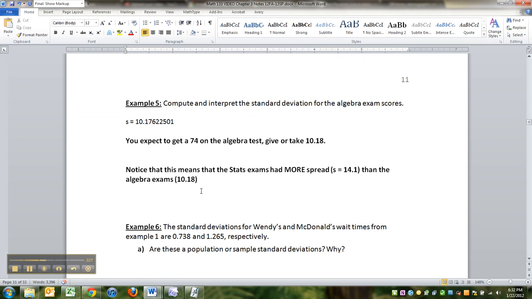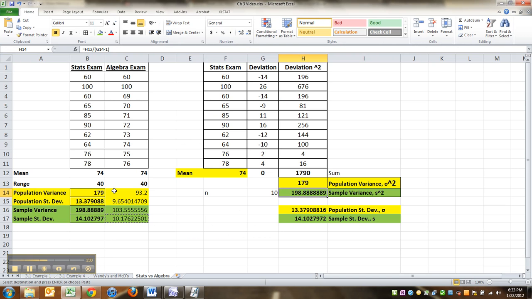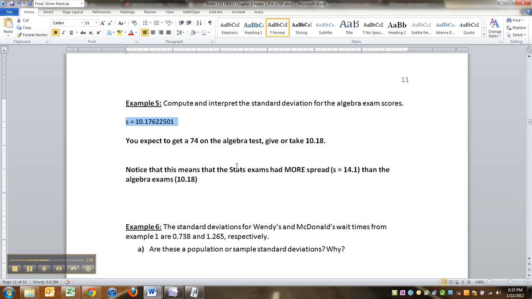All right, now what about the algebra exam scores? Well, we found those as well. I found them here in Excel, right here. So here's the exam standard deviation right there, 10.176. Okay, so if S is 10.176, then you'd expect to get 74 on that algebra test, give or take about 10.18. Okay? Now notice what that means also. So that means that the stats exam, because it had an S of 14.1, had more spread than the algebra exams. This makes sense because we could see in the dot plot.